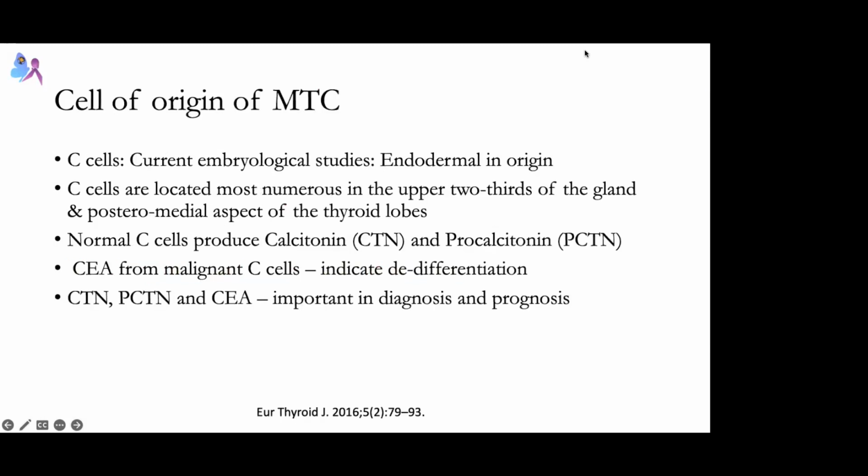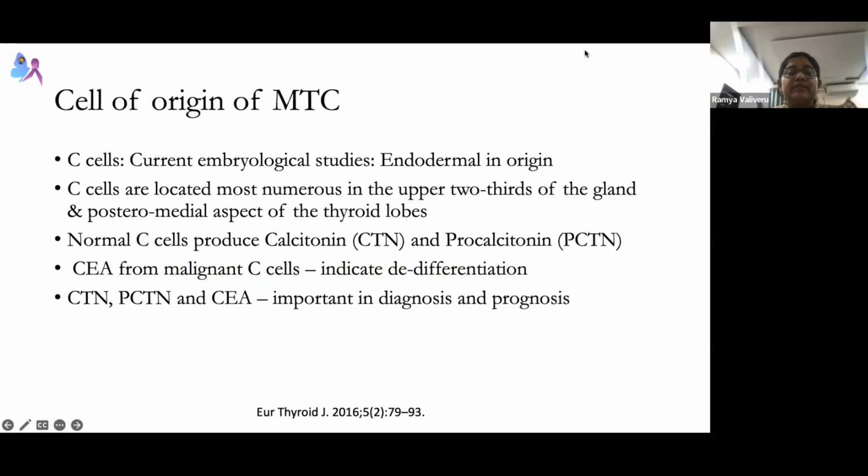Earlier we thought that the C cells were of neuroectoderm origin, but right now we know that they are endodermal in origin. C cells are most numerous in the upper two-thirds of the gland, mostly in the posteromedial aspect of the thyroid lobes. Normal C cells can produce calcitonin and procalcitonin, and CEA comes only from malignant C cells, which indicates dedifferentiation. So calcitonin, procalcitonin, and CEA are all important in the diagnosis and prognosis of MTC.